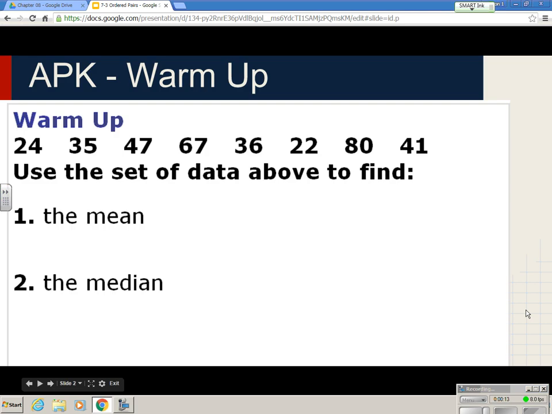All right, here's a quick little review for you, or warm up. I want to know if you can show me the mean and the median of the following data. Come back when you're done.